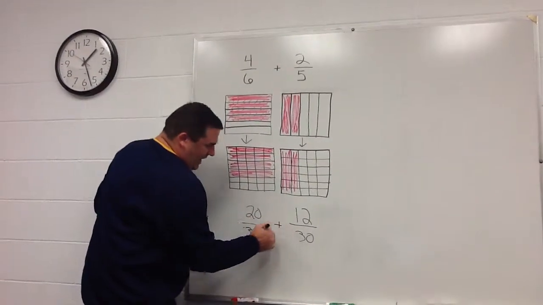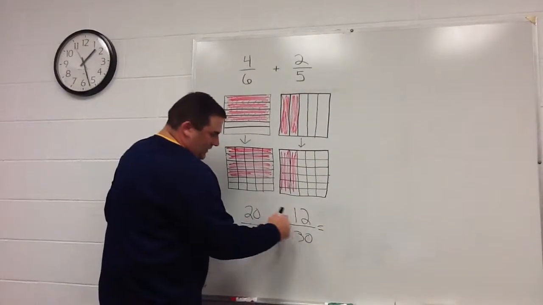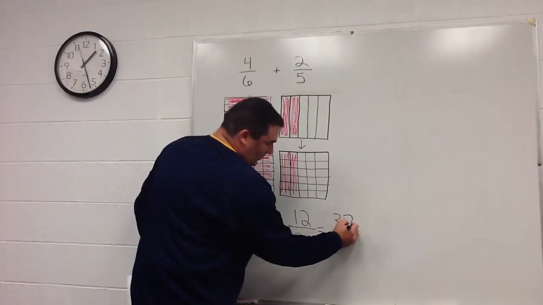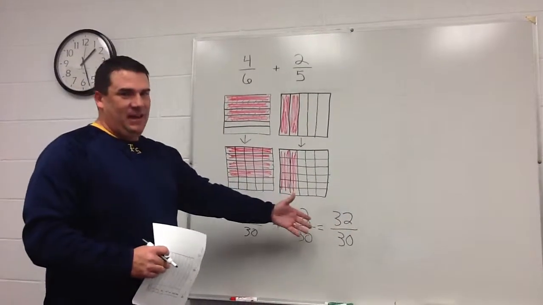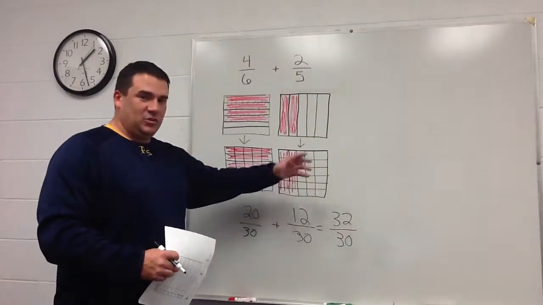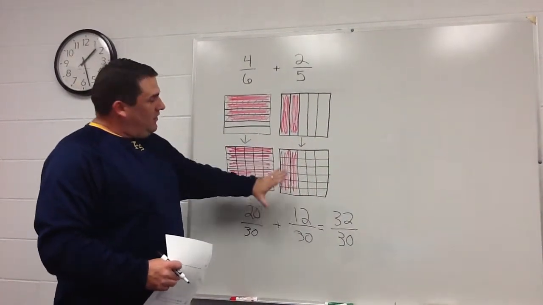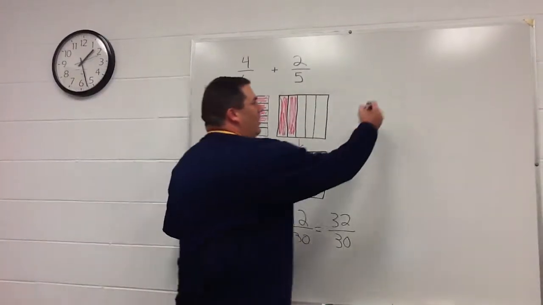And since I now have the like denominators, I can add this problem. Now when I add my numerators, I get 32 30ths, which I already know is an improper fraction. I can't have that. I want to change that into a mixed number, but that's going to come later on, and we'll show you guys how to do that later. So now we've done the model for them. Now we want to show them how that's really going to work over here.